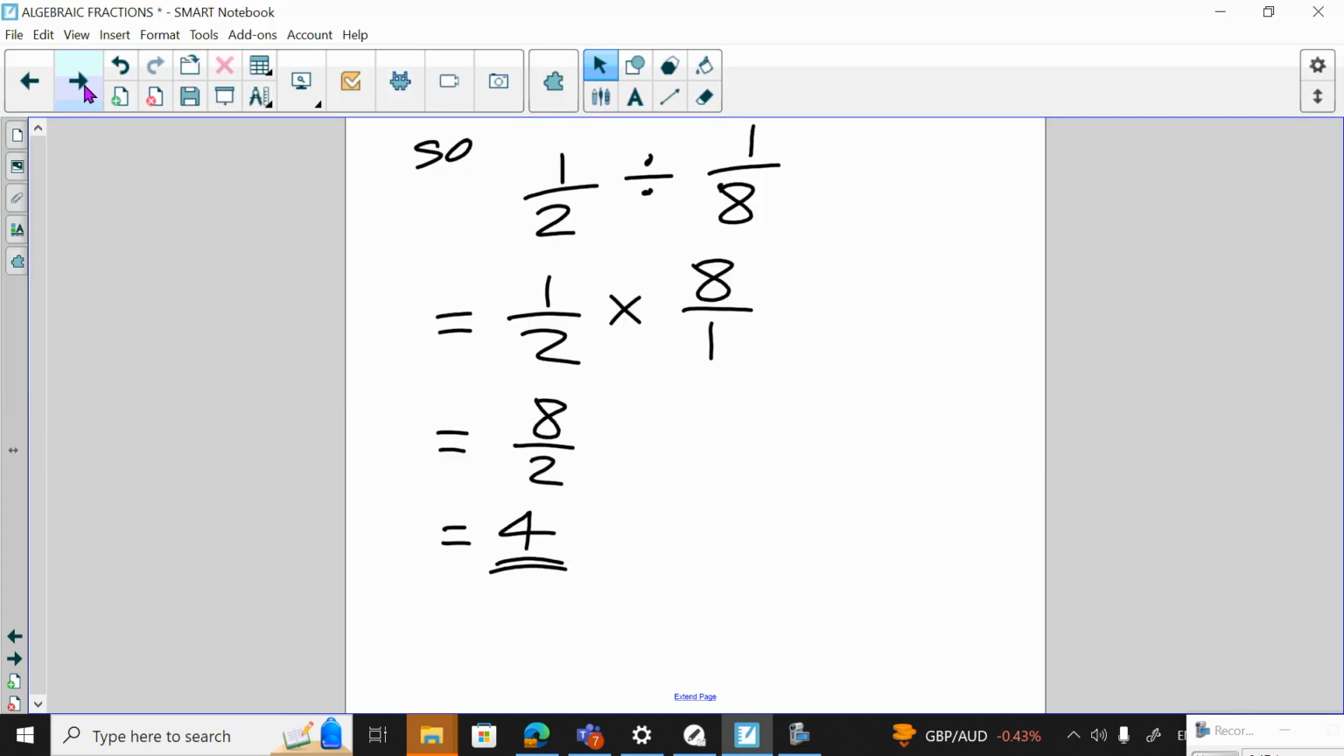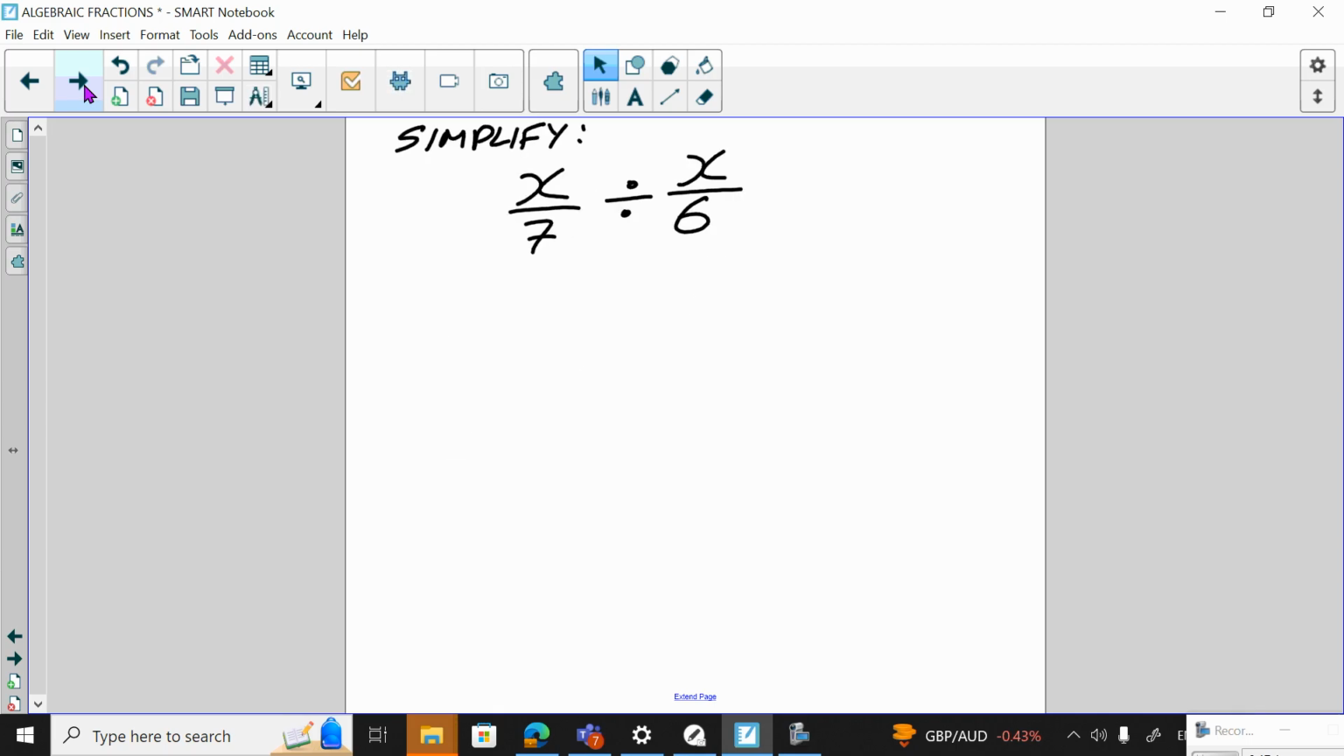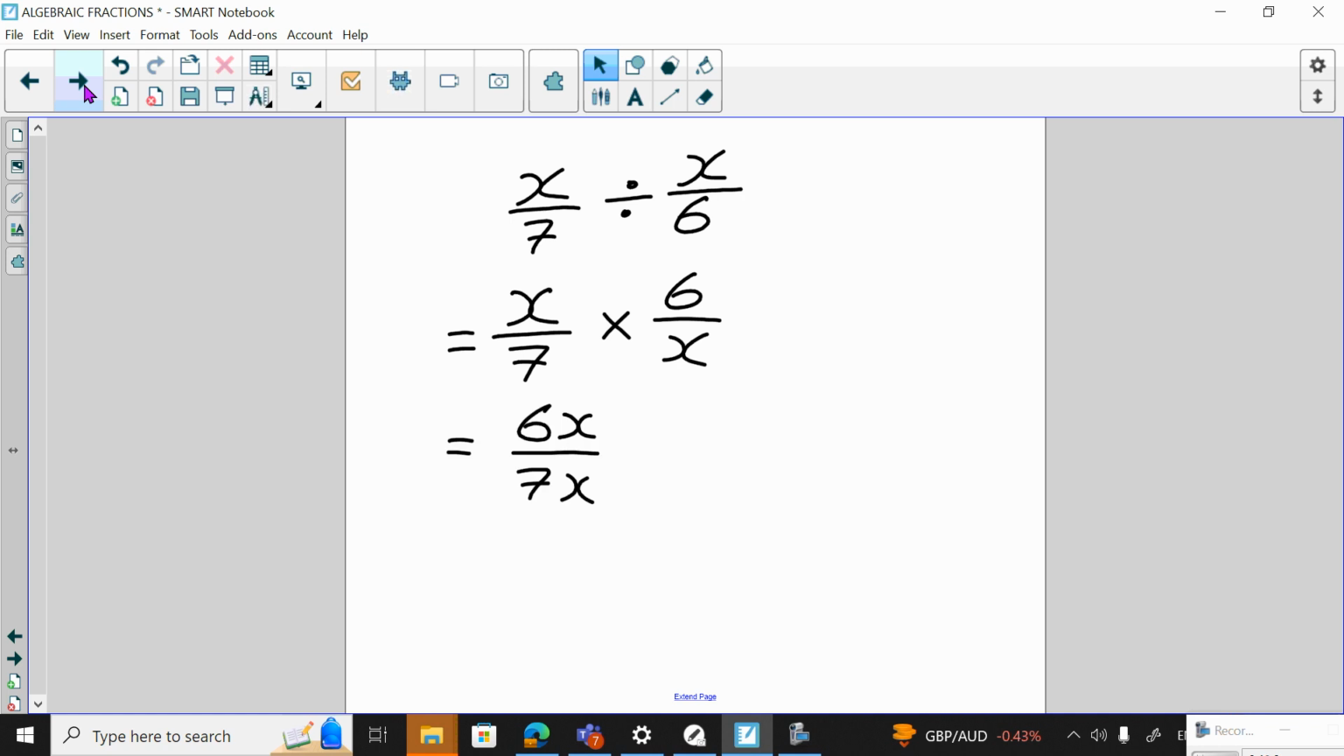Let's see if it works when we look at letters. x over 7 divided by x over 6. Let's flip the second fraction. 6 times x over 7 times x. You notice you've got an x on top and an x on the bottom, but they can cancel because x divided by x is actually 1. So we should just end up with 6 over 7. Correct.